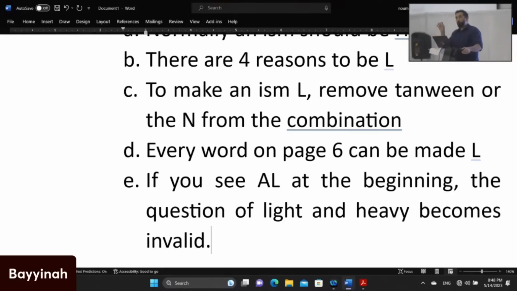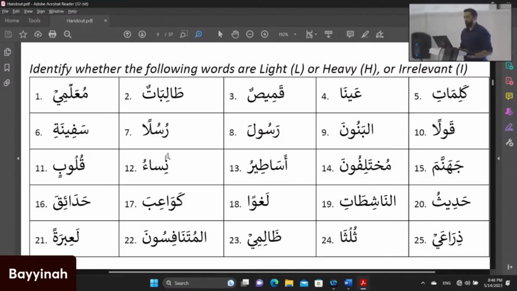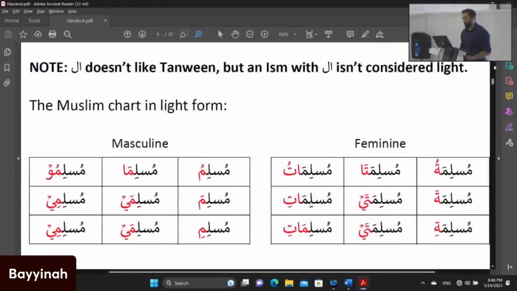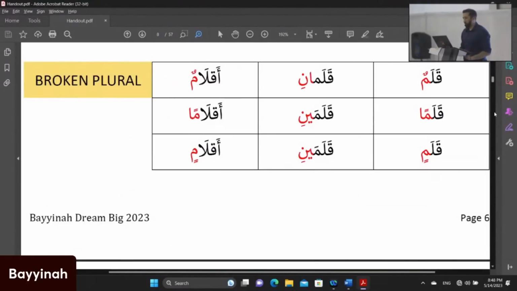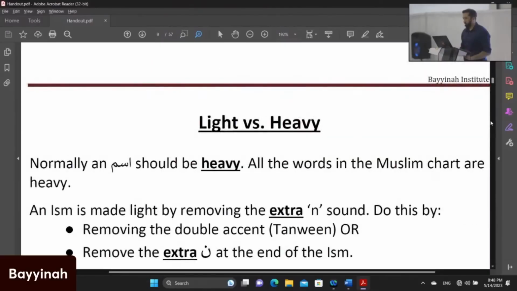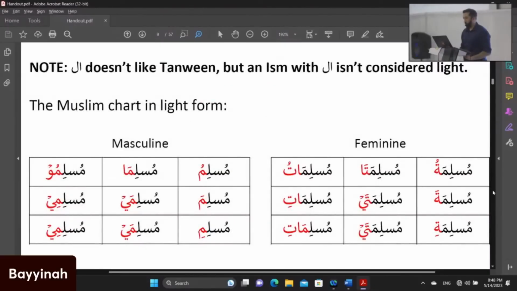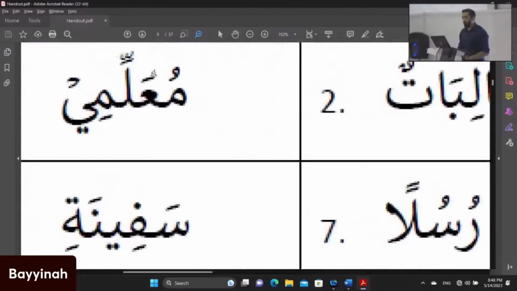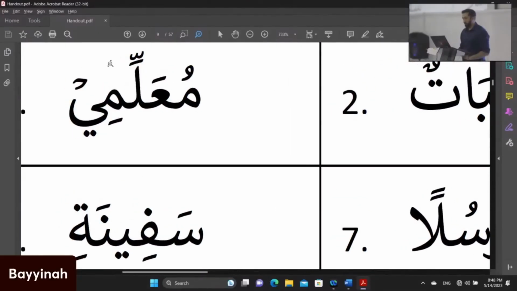So the moment you see al, and I say, tell me if this is light or heavy, you say, invalid question. The moment you see what in the beginning? Al, then you don't care about light and heavy, okay? And again, you'll learn over time why that's important. So let's do this exercise. This is page 7, I believe, isn't it? Or 8? Okay, this is 7, yeah. Okay. So we have to identify whether this guy is light or heavy.